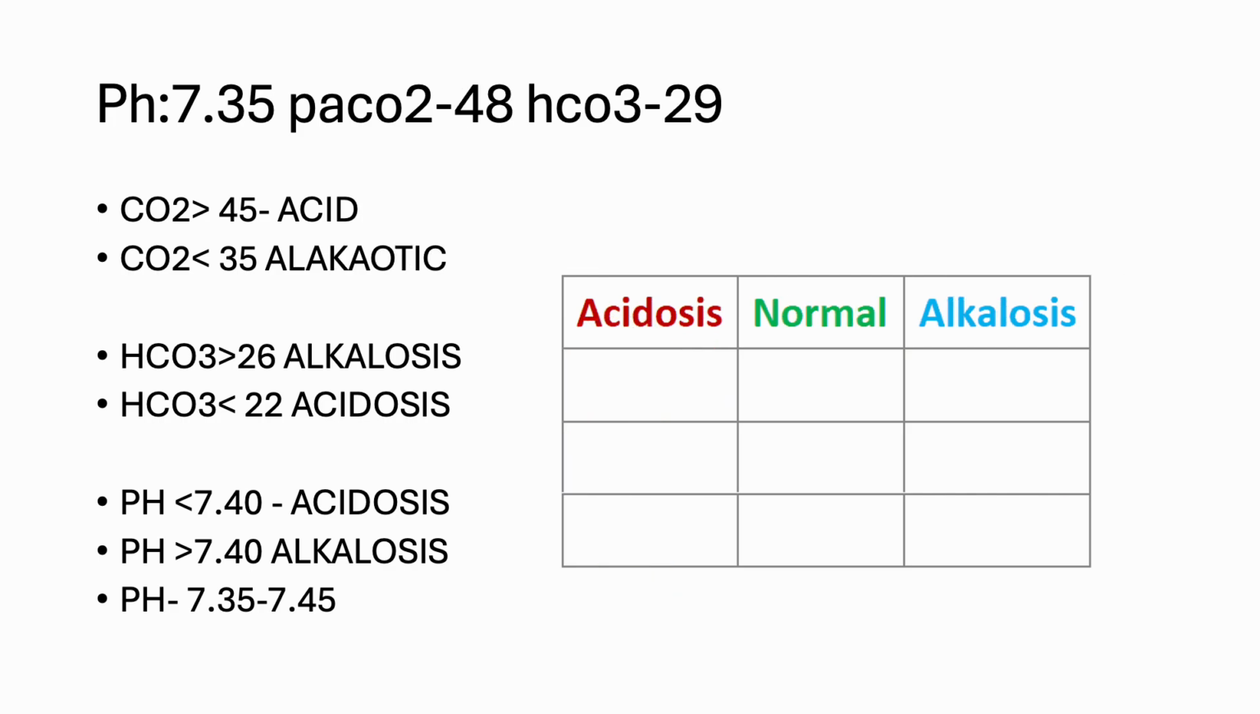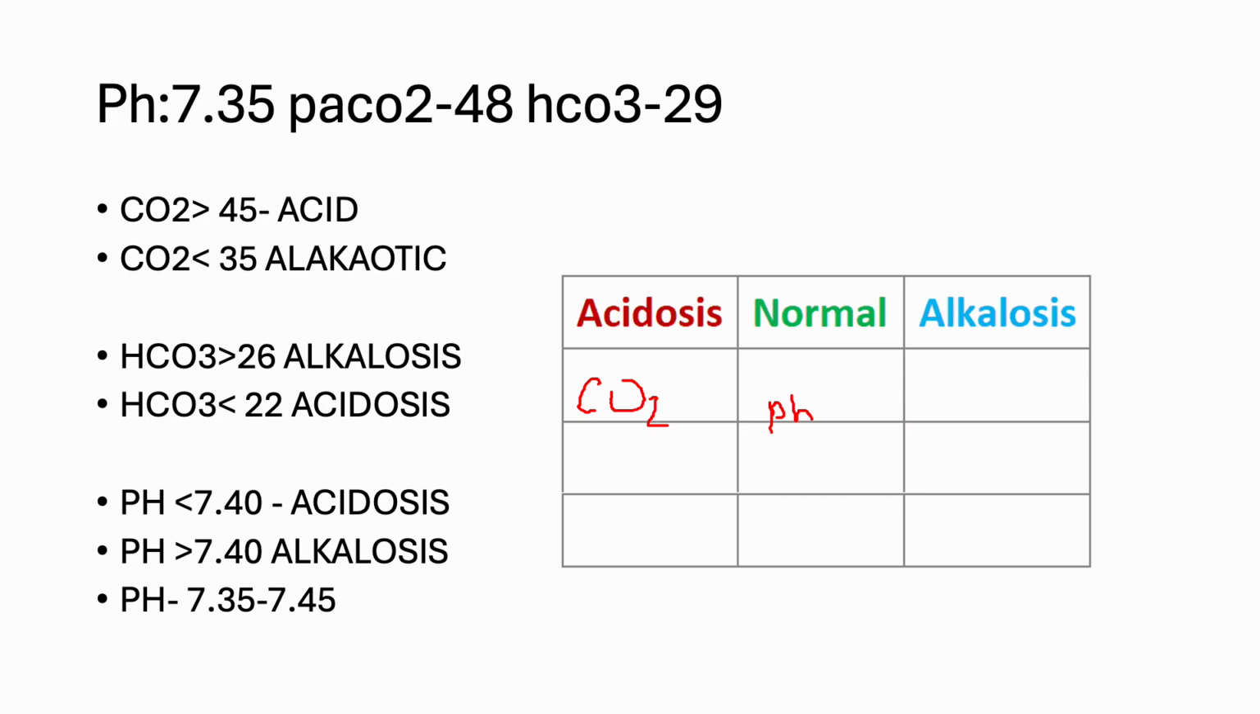All right, so the pH is 7.35. So normal levels is 7.35 to 7.45. So that is normal, so we're going to write it under the normal side. All right, and then the PCO2 is 48. So normal ranges is 35 to 45. So we're going to write that under the acidosis because it's 48, so it's a little elevated. So we're going to write the CO2 over here.